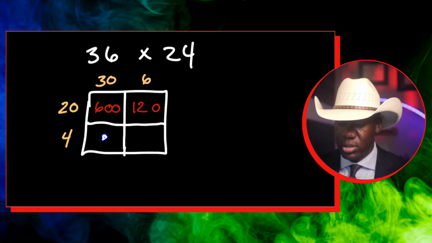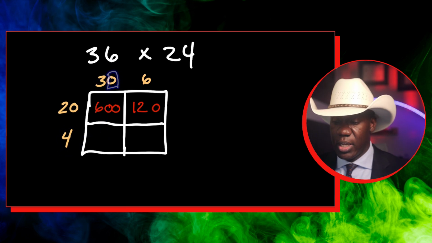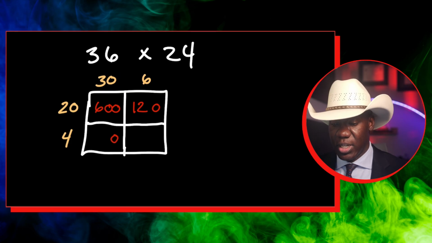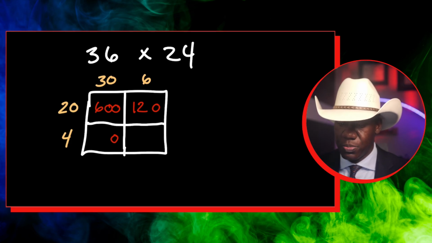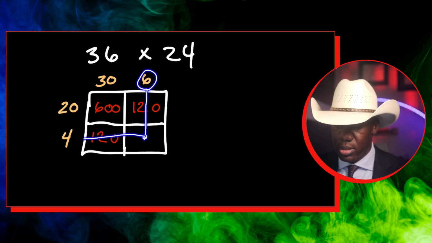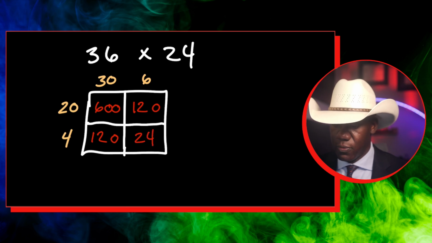Moving on to the next section, the numbers associated with this section are 30 and 4. Notice how 30 has a 0 at the end. Therefore, we're going to put a 0 at the end of the answer for this section. Once we get that 0, we're left with 3 multiplied by 4, which is 12. So we'll have 120 for this section. This last section will be associated with the numbers 6 and 4. 6 multiplied by 4 is 24.